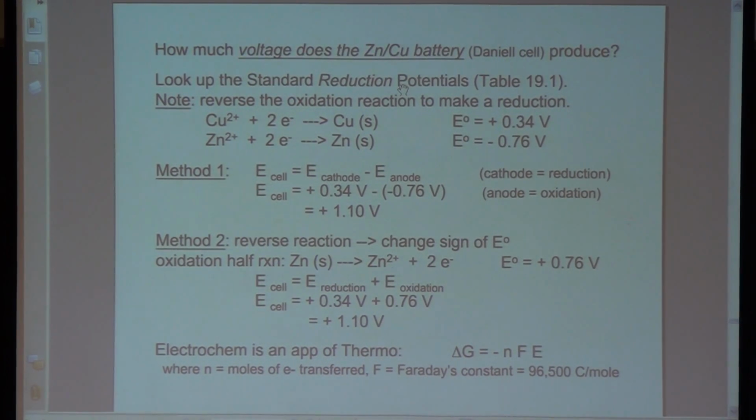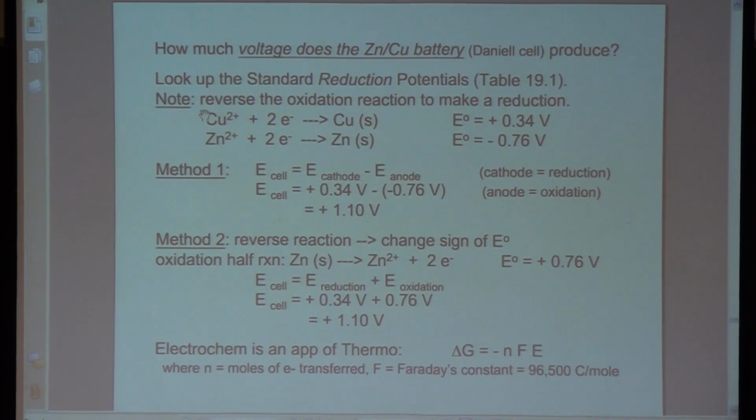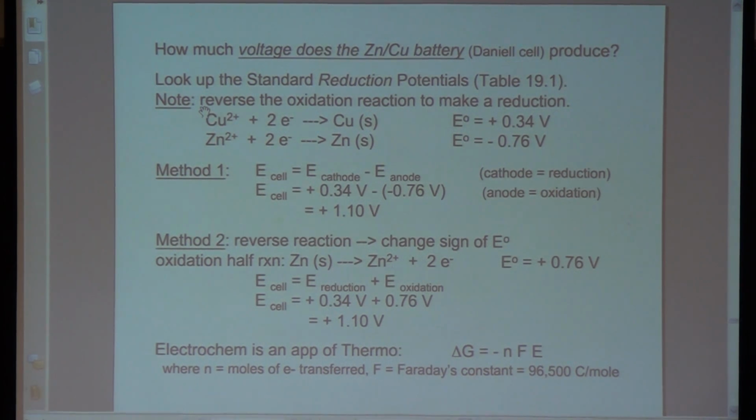There are two methods. We want to look at the standard reduction potentials for the two reactions. We know that copper 2 plus is being reduced, so when we look that up, copper 2 plus going to copper is plus 0.34 volts. The other one we look up is zinc 2 plus plus 2 electrons going to zinc. Zinc 2 plus is being reduced. In this table, they're only showing reduction half reactions, not any oxidation. For zinc, it's minus 0.76 volts.